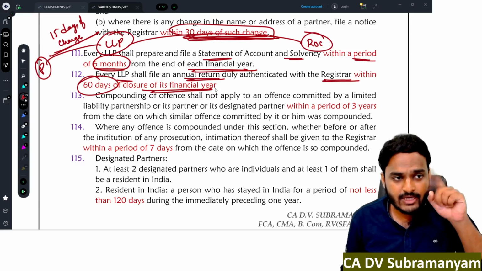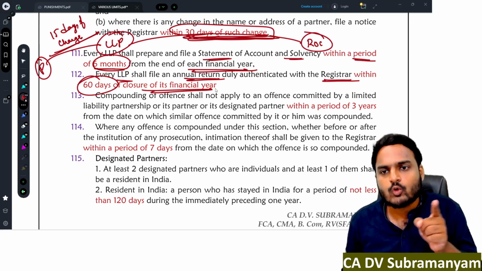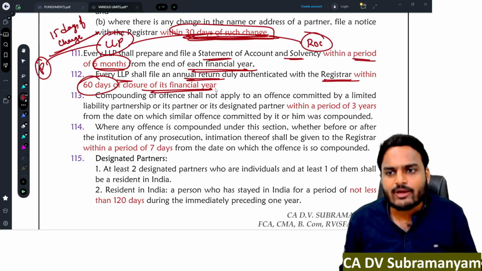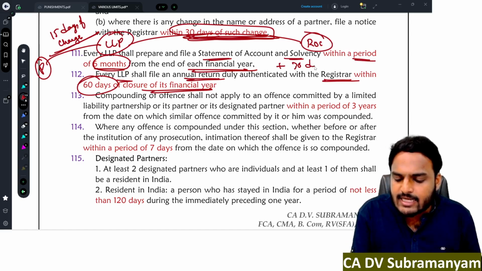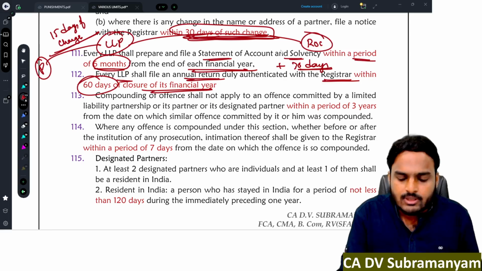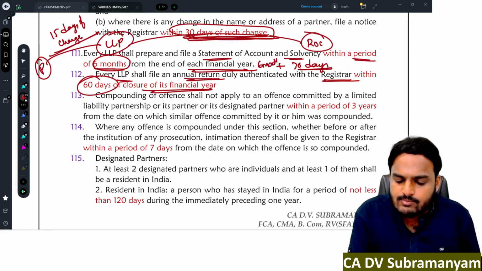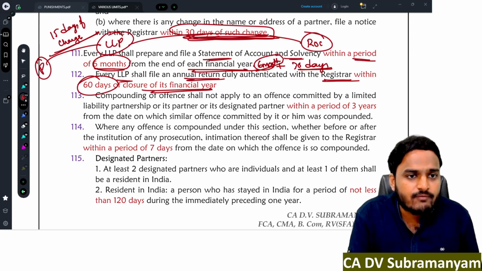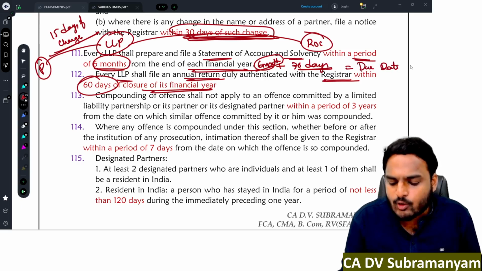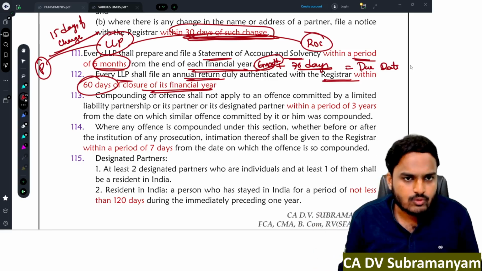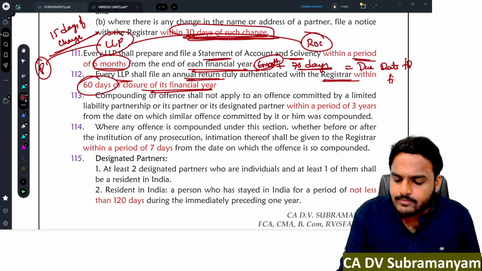Company, 60 days of AGM. LLP, 60 days of closure of financial year. Statement of account and solvency, preparation 6 months. Filing, you will be given 30 days time period. So closure of financial year, add 6 months. This 6 months is for preparation of statement of account and solvency. To that add 30 days, then you will get the due date for filing statement of account and solvency with ROC.